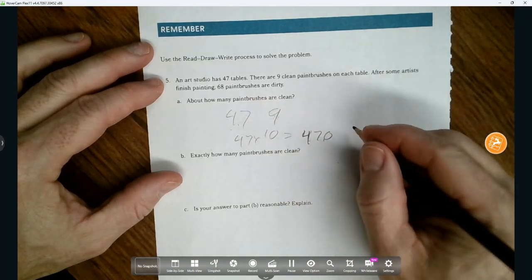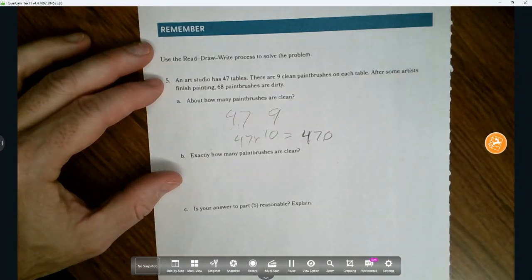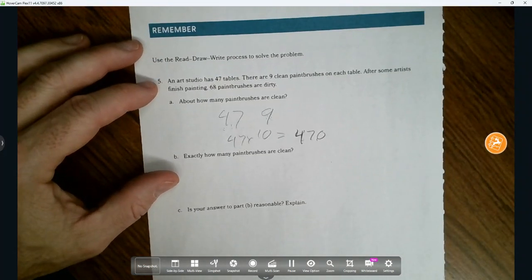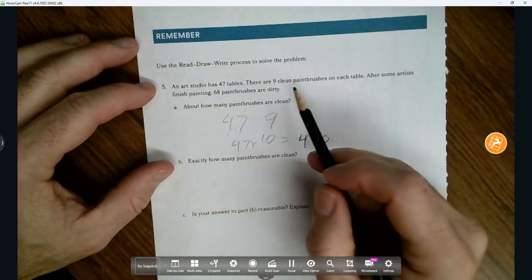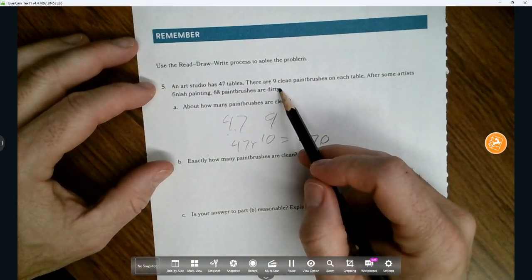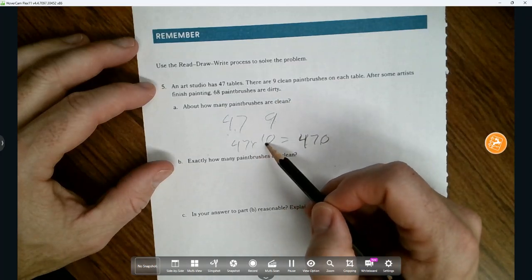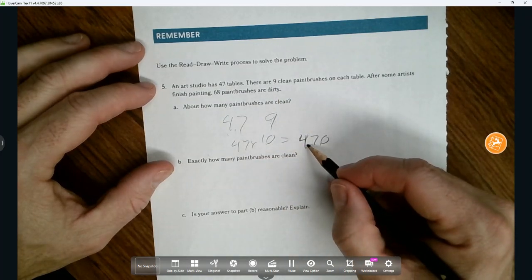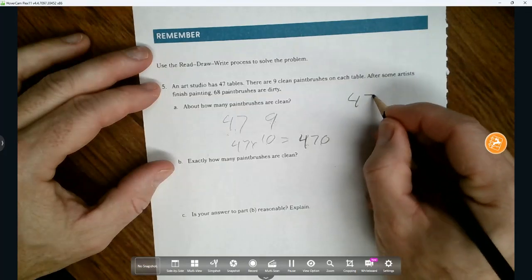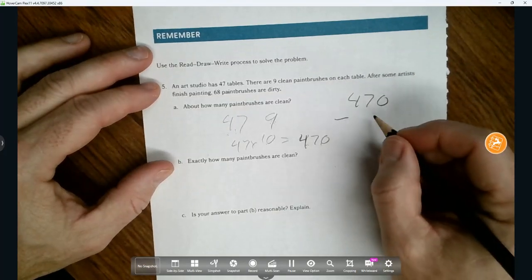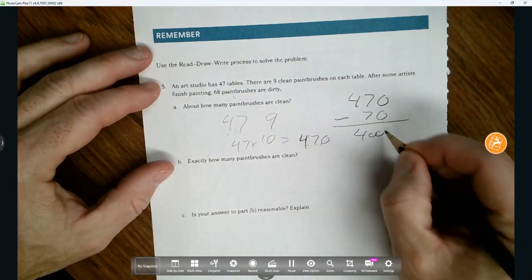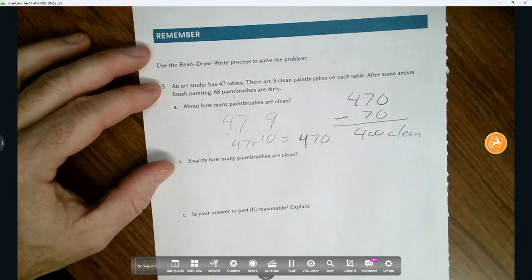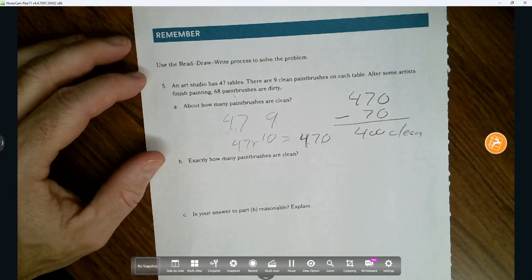And they have 68 dirty, which is really weird. So 47 tables, 9 clean paintbrushes on each table. So we estimate about 10 to make that easy. There's 470 paintbrushes, minus, even if you want to say 70 dirty, just to make it round, so there's around 400 clean, right? Exactly how many paintbrushes are clean?